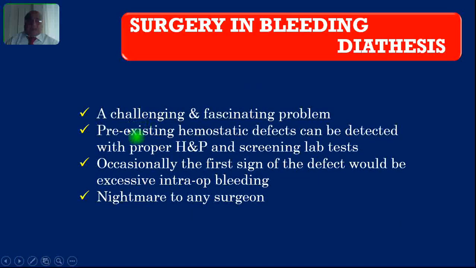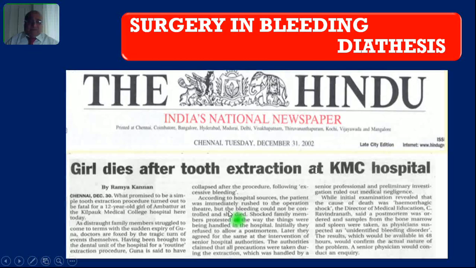So surgery in bleeding diathesis is a challenging and fascinating problem. The pre-existing hemostatic defects can be detected with proper history and physicals and screening lab tests. However, occasionally the first sign of the defect would be excessive intra-op bleeding that could be a nightmare to any surgeon. So even a minor tooth extraction can cause death if it is an unexpected bleeding disorder.